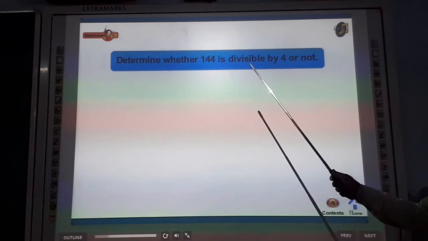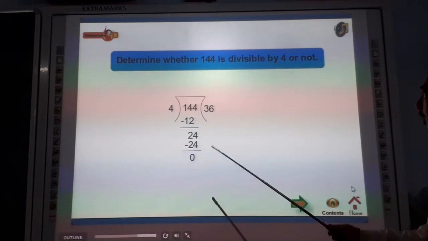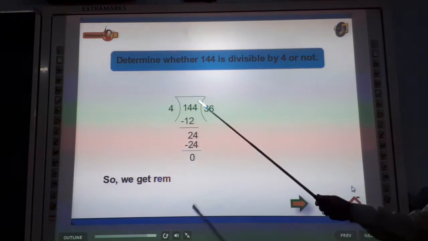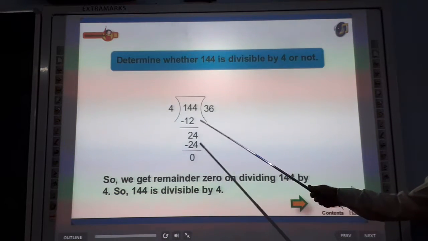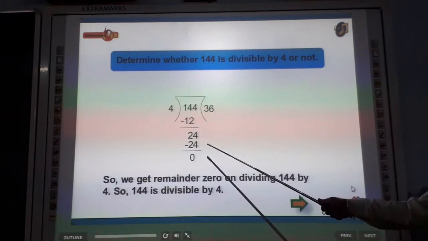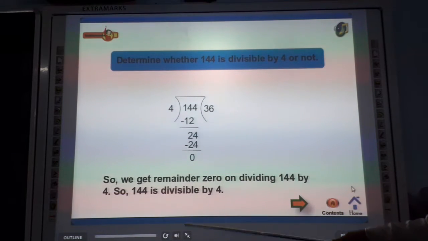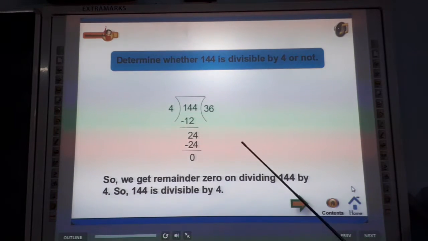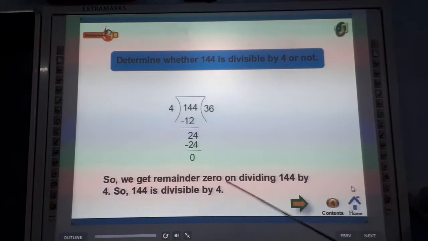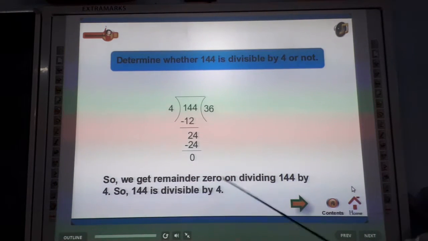Check one more. Is 144 divisible by 4 or not? Look at the division process. When we divide 144 by 4, 4 3s are 12 at the first step, and then 4 6s are 24 in the second step, and at last we have 0. So it is completely divisible by 4. These are the divisibility checking methods by dividing.